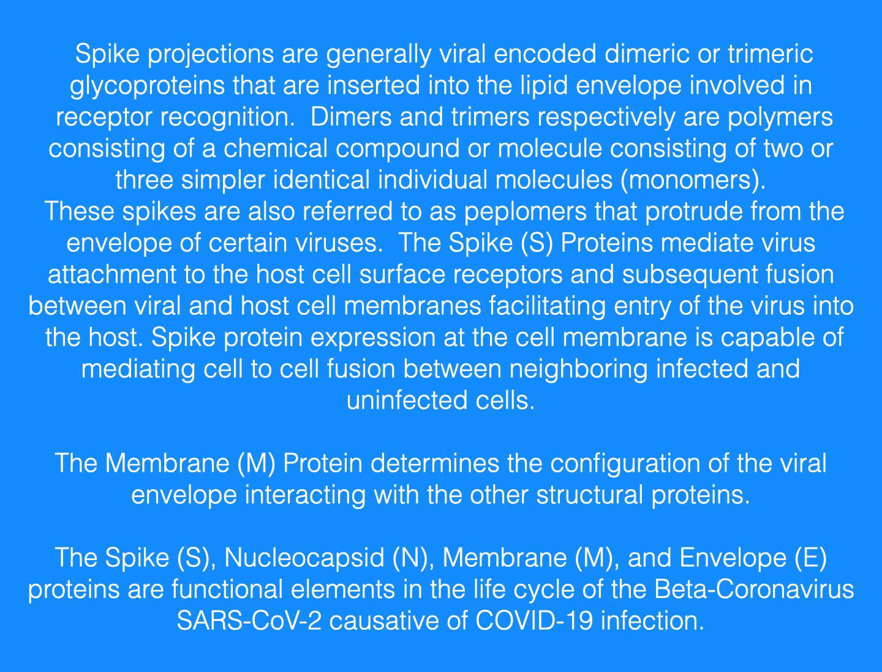The membrane M protein determines the configuration of the viral envelope, interacting with the other structural proteins. The spike S, nucleocapsid N, membrane M, and envelope E proteins are functional elements in the life cycle of the beta coronavirus SARS-CoV-2, causative of COVID-19 infection.